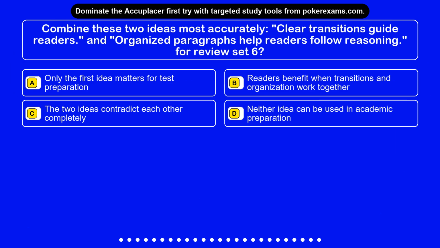Question 17. Combine these two ideas most accurately. Clear transitions guide readers, and organized paragraphs help readers follow reasoning. For review set 6. Option A. Only the first idea matters for test preparation. Option B. Readers benefit when transitions and organization work together. Option C. The two ideas contradict each other completely. Option D. Neither idea can be used in academic preparation.